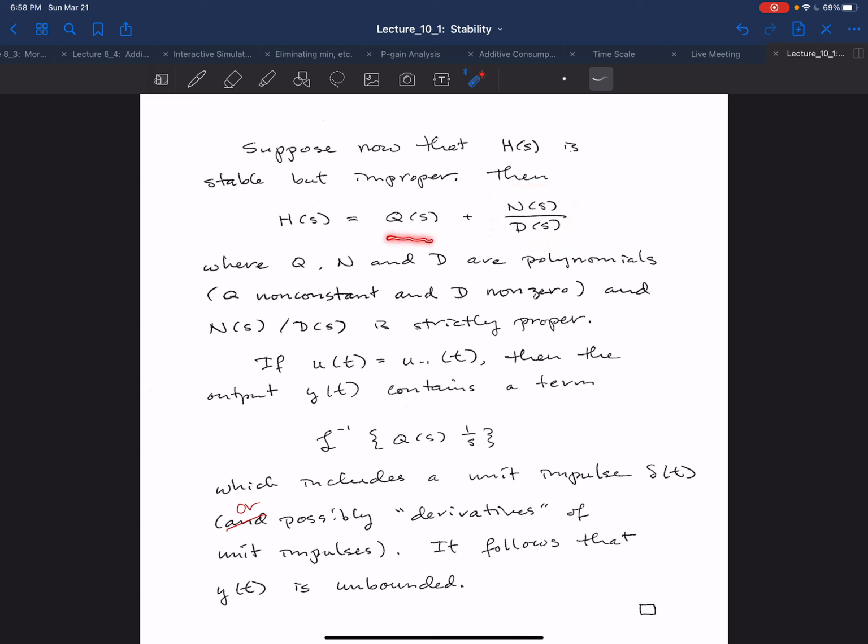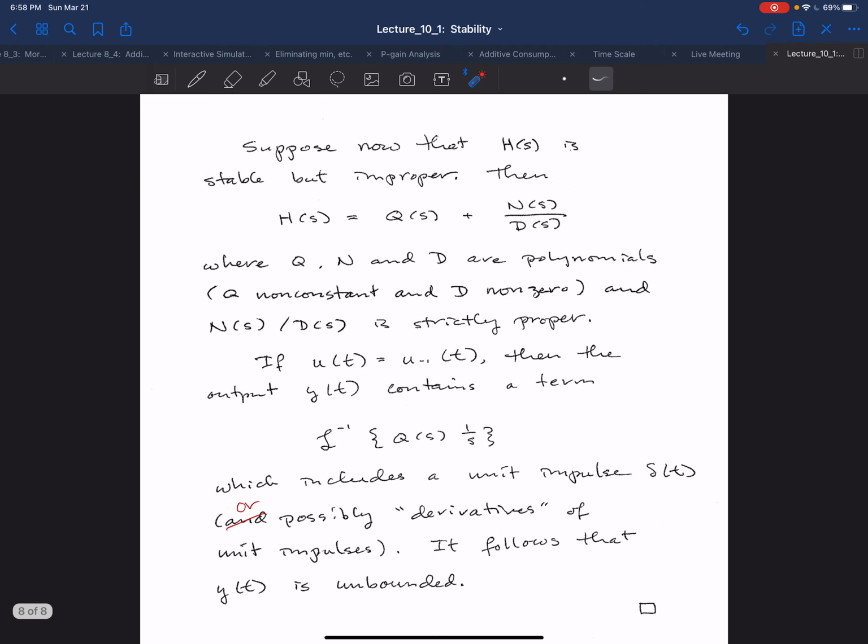Then we'll need to add to that a function Q(s), where Q(s) is a polynomial that is not just a constant. If it were just a constant, then H(s) would be proper, but not strictly proper. But we're assuming here that H(s) is improper. That means you get a term like s, or s squared, or higher degrees of s. Okay, so Q is non-constant here, and D, of course, is a non-zero polynomial. And we can assume that N(s) over D(s) is strictly proper.